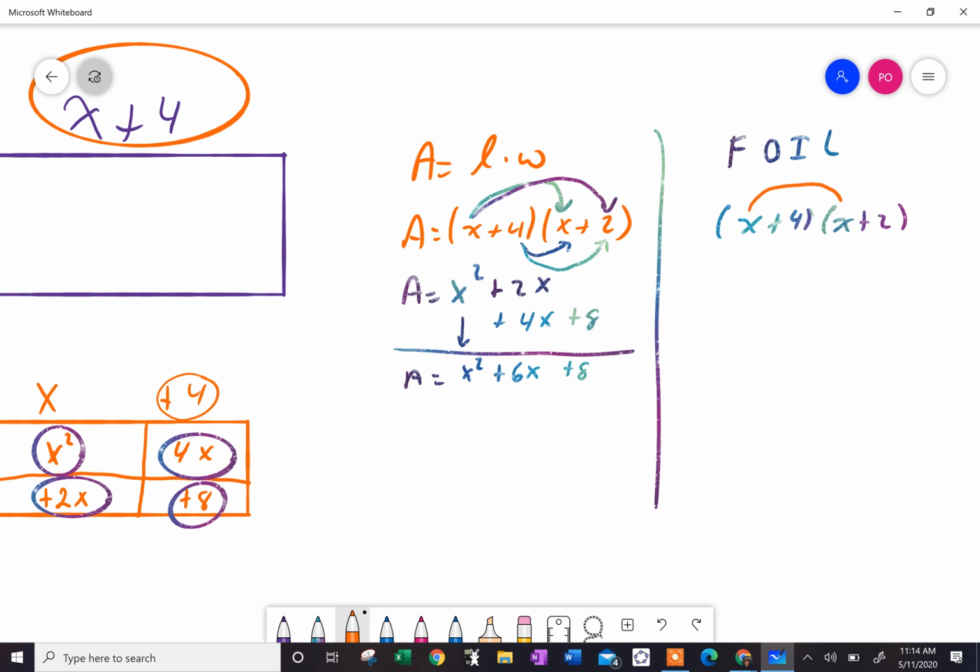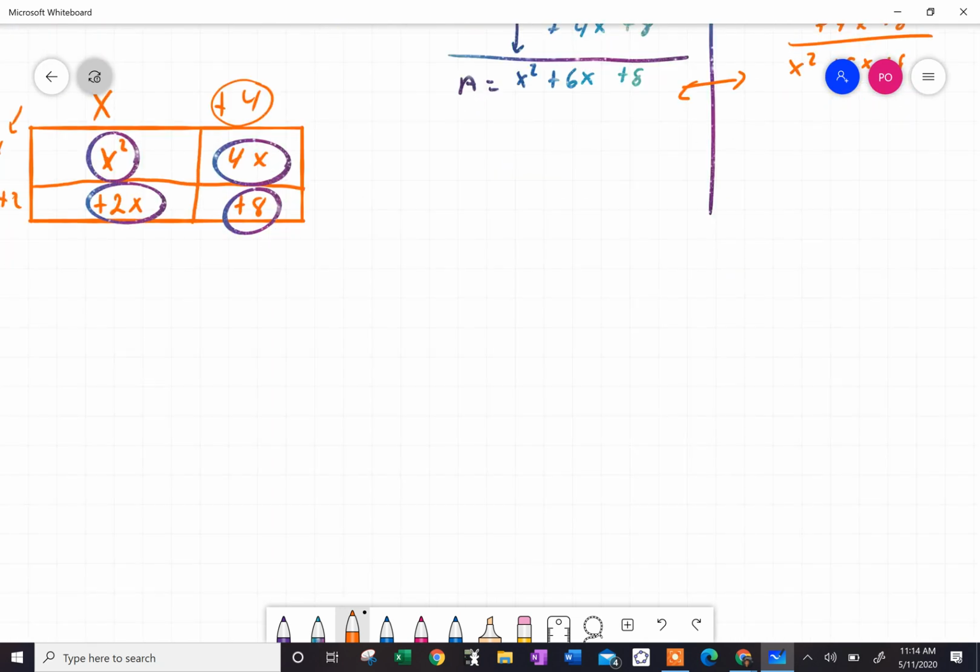So here we go. FOIL stands for first times the first, which is x squared. Outer times the outer, which is 2x. Inner times the inner, which is 4x. And then last times last, which is 8. And when you combine them, you get x squared plus 6x plus 8. Once again, same answer. I'm going to do one more.